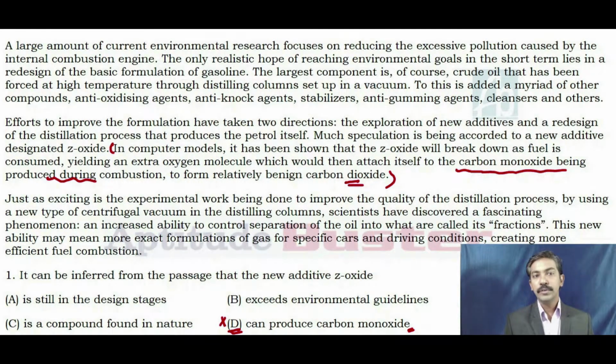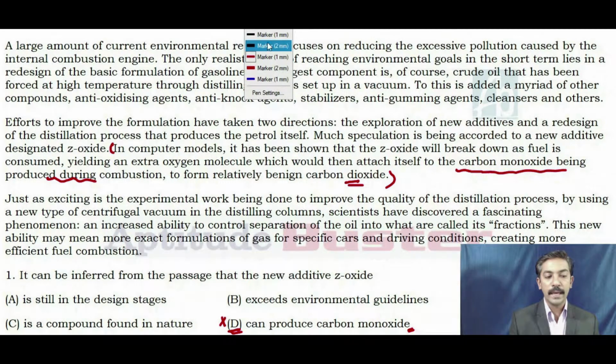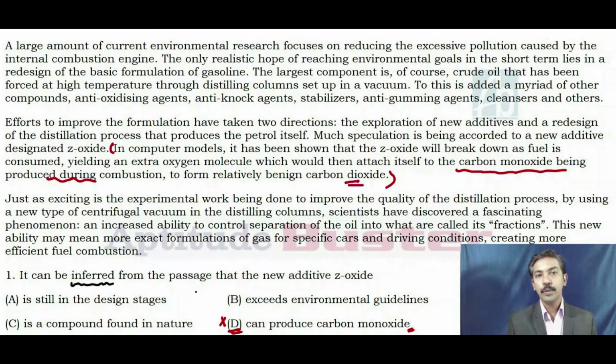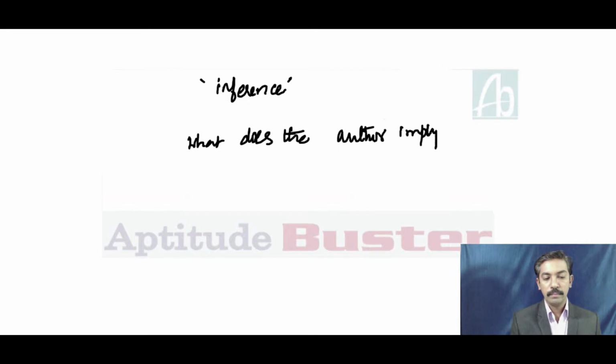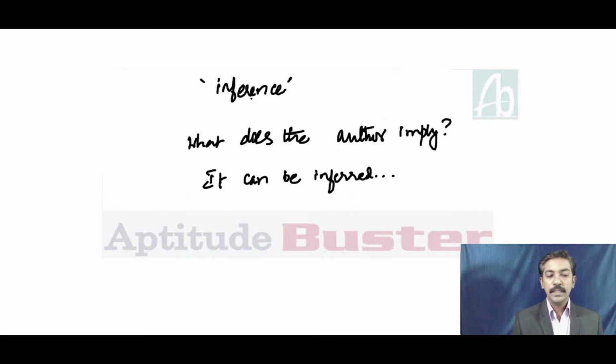Now, I said you need to understand this question. Why do I say so? Because many a time we would miss the keyword of the question. Here, the keyword of the question is it can be inferred. Please note you are on an inference question. Either the question may ask you what is the inference of the passage, or they may ask you what does the author imply, or they may ask you it can be inferred.